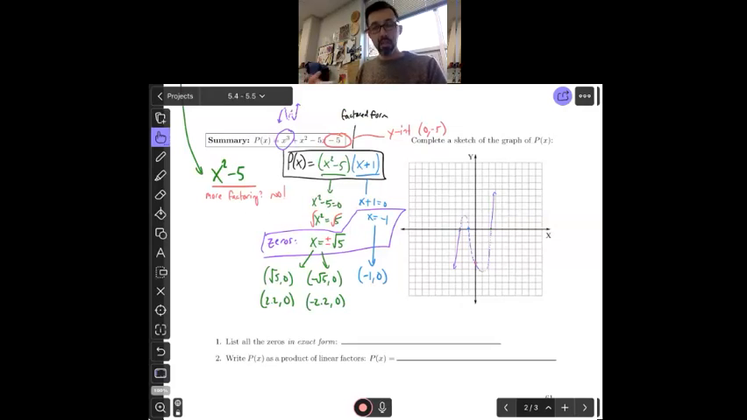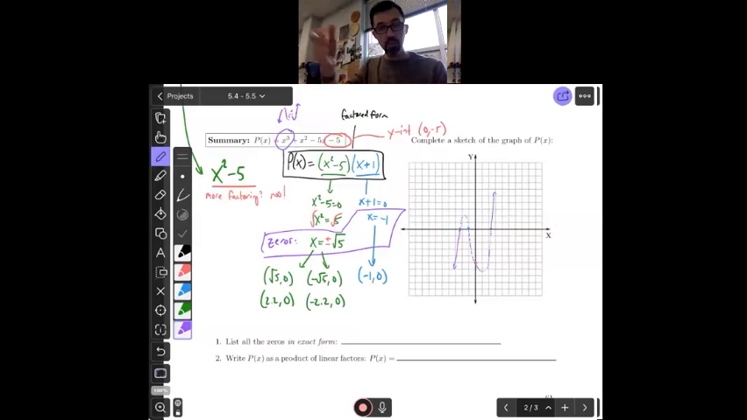Saw the zeros in the exact form. Kind of already did that. What your WebAssign would want from you guys would be just a comma separated list. It doesn't ask for any special order or anything like that. So we know that one of the zeros was negative 1. We know one of them was square root of 5. The other one was negative square root of 5. Right? Not square root of negative 5, but negative square root of 5. So those are the exact form.